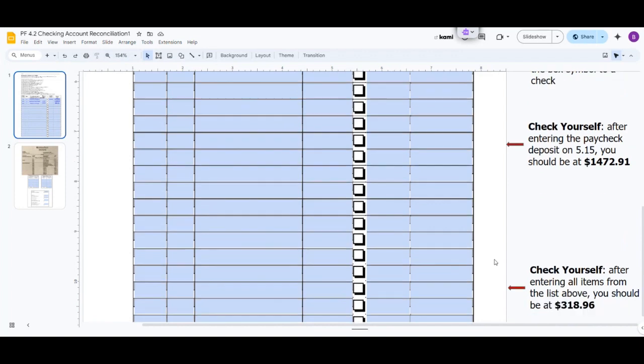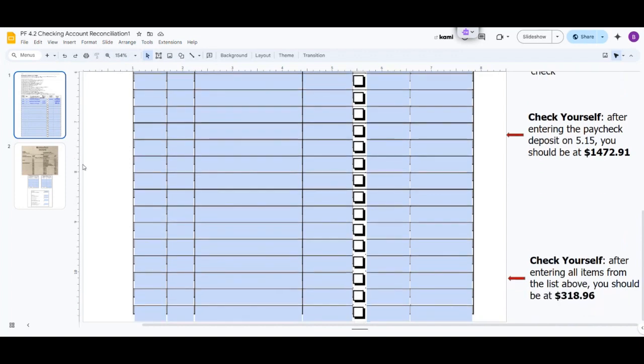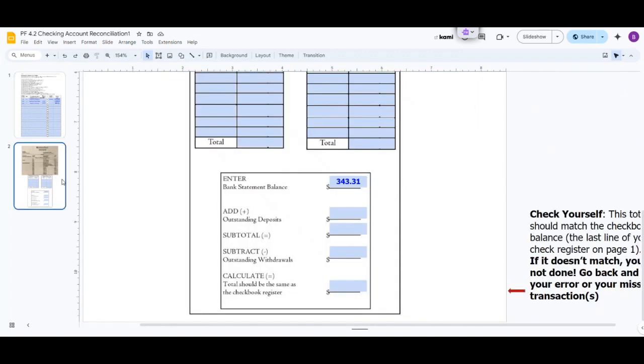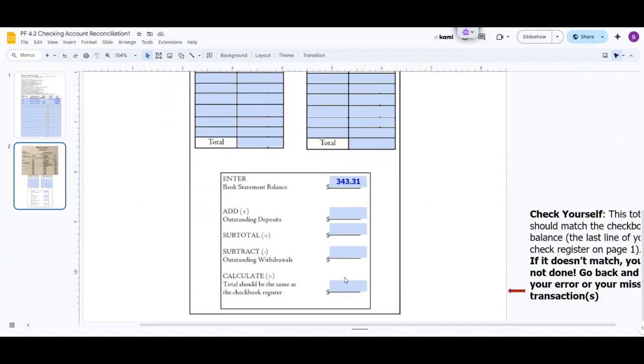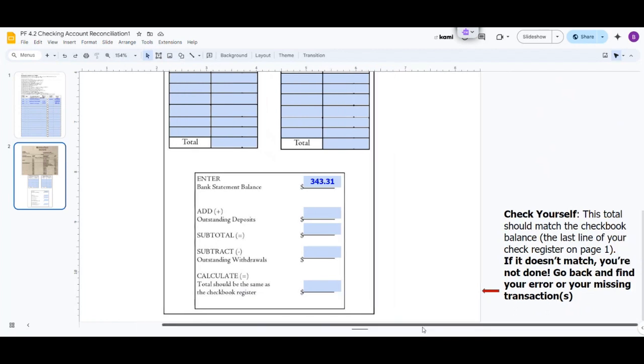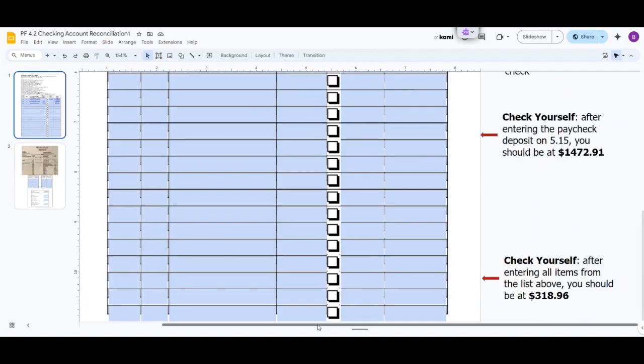But again, whatever you end up with at the bottom of this column, whatever your ending balance is, it's not going to match that 343.31 that the bank has. So you're going to have to reconcile, find all of your outstanding deposits, withdrawals, use this form. This number down here should match the number that you end up with here. Okay, if they don't match, try again.